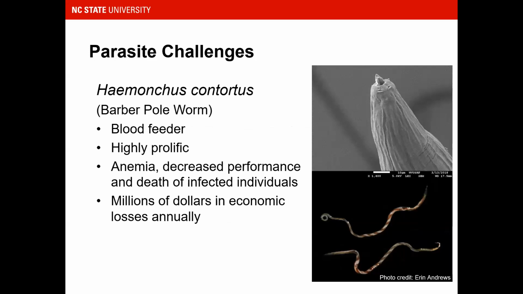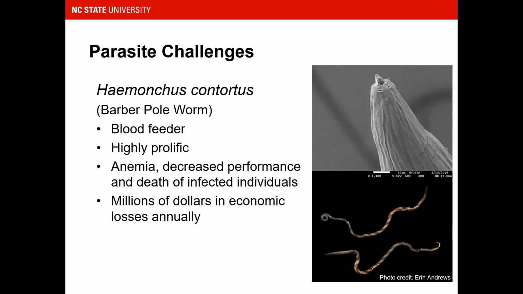Haemonchus contortus, its common name is the barber pole worm, is a blood feeder. You can see in this upper right picture, it's got this feature on its head called the lancet. It's a little tooth, and it slashes at the wall of the abomasum and causes blood release. Then it sucks up that blood and feeds on it, giving the female worm that classic barber pole appearance that you can see in the bottom image, where the blood-filled intestines wrap around the reproductive tract.